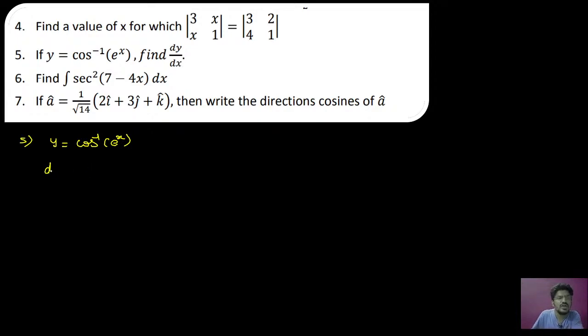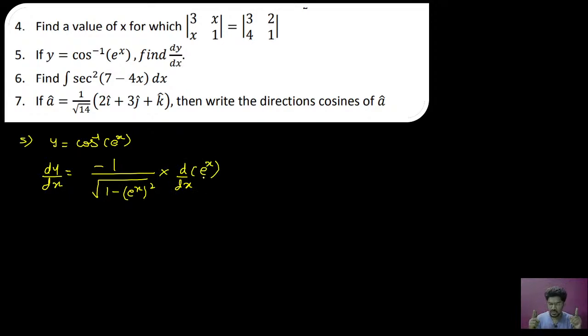Okay, so now dy by dx equals minus 1 by root of 1 minus (e raised to x) whole square, into d by dx of e raised to x. So here the chain rule as well as differentiation of cos inverse x, both formulas you must know. The differentiation of cos inverse x is minus 1 by root of 1 minus x square. In the place of x you have e raised to x, no problem. Apply the chain rule and simplify.